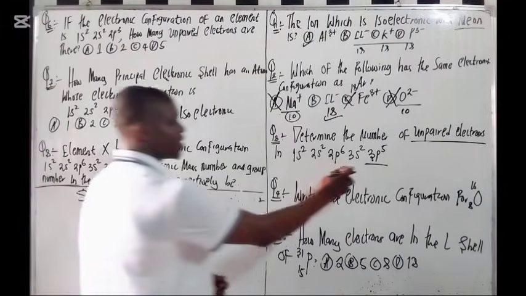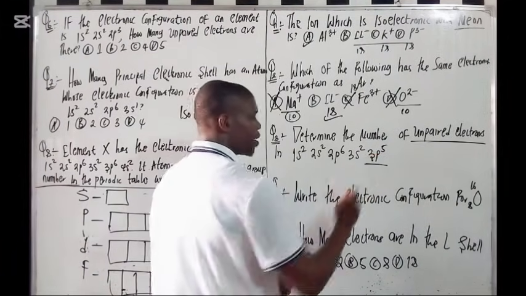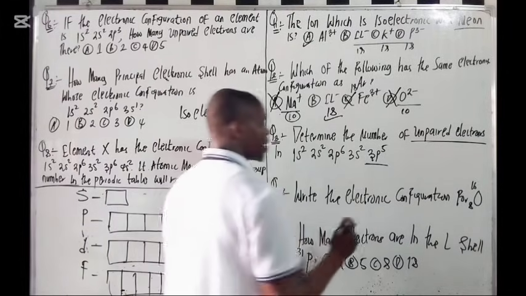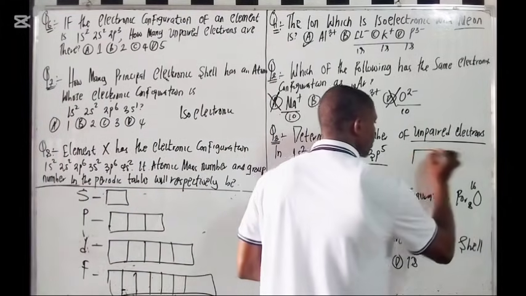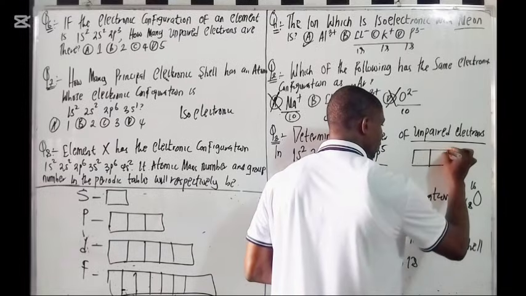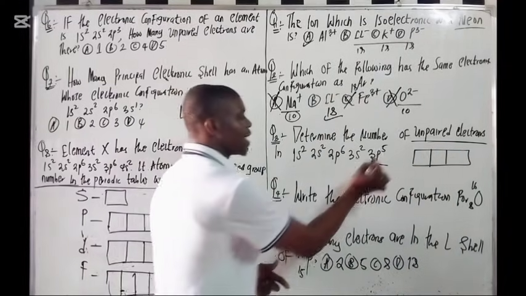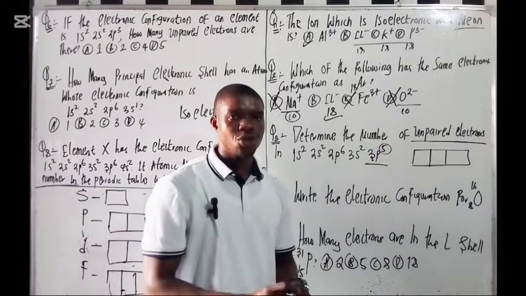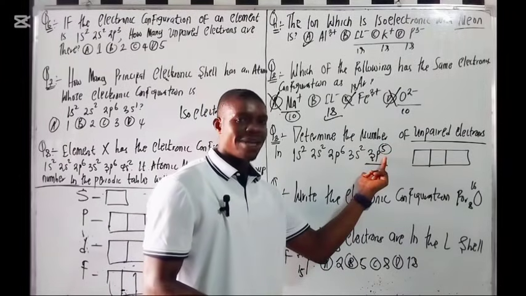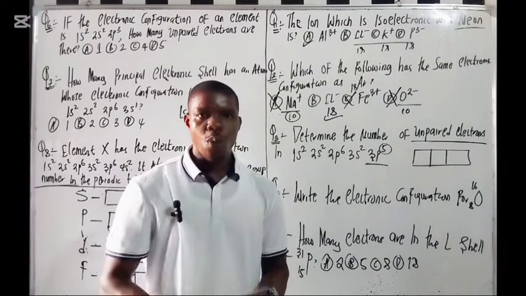Now when we look at 3p5, we have to look at the p orbital. The p orbital only has 3 suborbitals. So here we have this one here, 1, 2. Can you see that? How many electrons do I have here? I have 5 electrons. So how do you fill the 5 electrons? You use Hund's rule. What is Hund's rule?